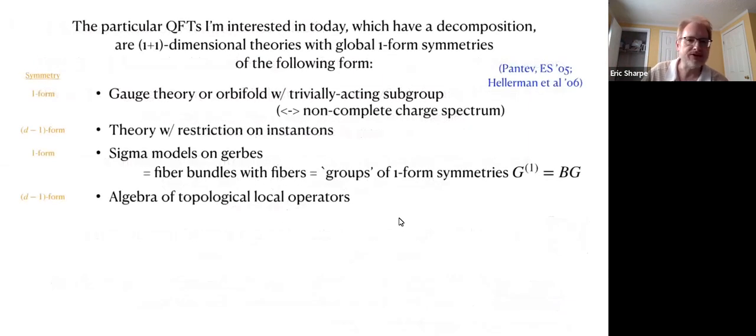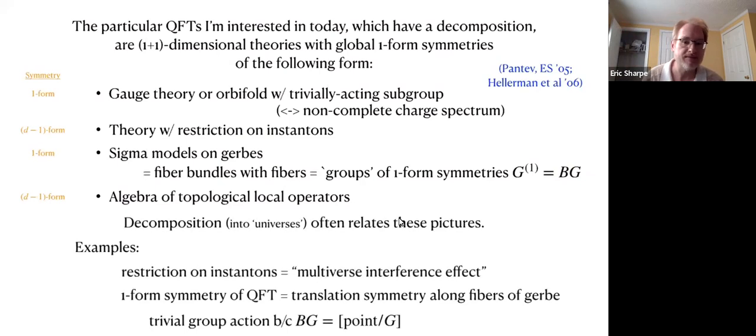Right, so the particular field theories I'm going to be interested in can be described in one of several equivalent ways. Let me quickly walk through this and then I'll start specializing a bit more. Mostly I'm going to be talking about gauge theories or orbifolds with trivially acting subgroups, or if you will, a non-complete charge spectrum. In two dimensions, this is also equivalent to a theory with restriction on instantons. I can also think about this, and forgive me for this language, as a sigma model on one of these generalizations of a space called a gerbe. Very briefly, a gerbe is basically a fiber bundle in which the fibers are groups of one-form symmetries. So the fibers look like this, in other words. There's also a presentation in terms of algebras of topological local operators, but I'm not going to go there.